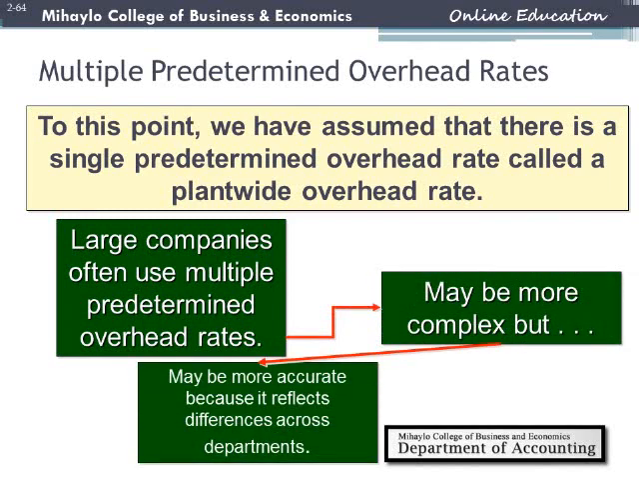Part 1. We have assumed that the company has used one single predetermined overhead rate for the entire factory. Such a rate is called a plant-wide overhead rate. Part 2. In larger companies, multiple predetermined overhead rates are often used. For example, each production department may have its own predetermined overhead rate. Part 3. Using multiple predetermined overhead rates is more complex. Part 4. When a company uses multiple rates, it promotes greater accuracy in the allocation process because it provides recognition to differences across departments in how overhead costs are incurred.